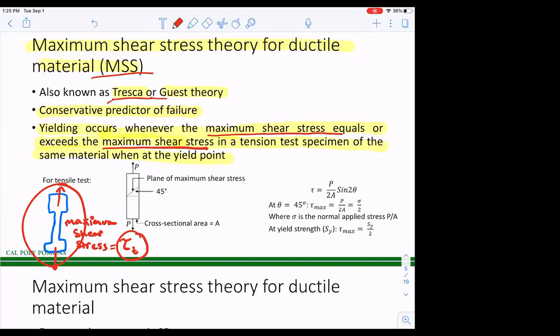Okay, so let's look at this. If you remember from your strength of materials, whenever you're applying load like this, what type of loading is this, can anyone tell me?